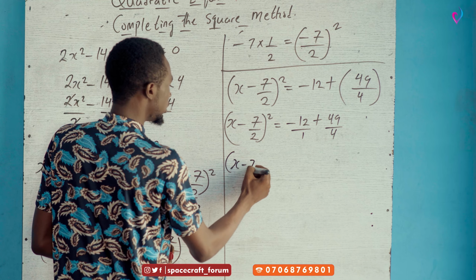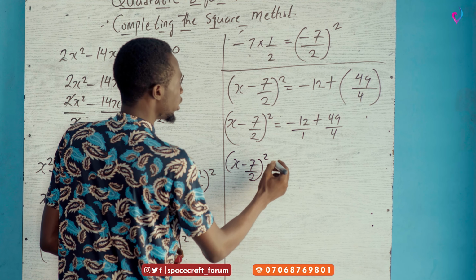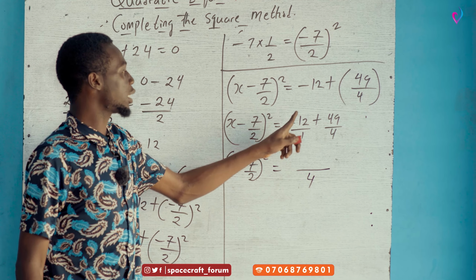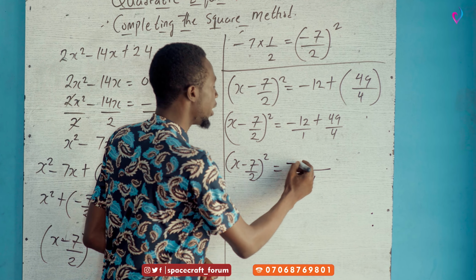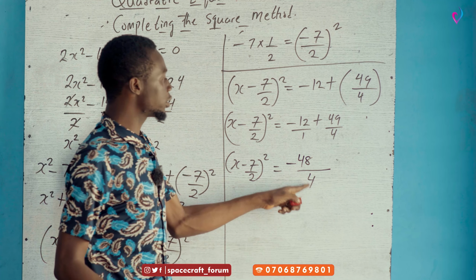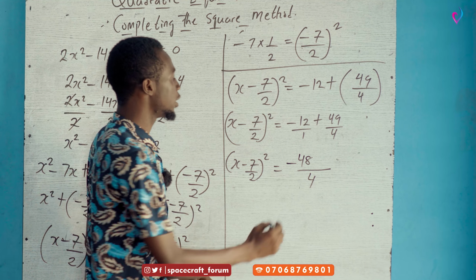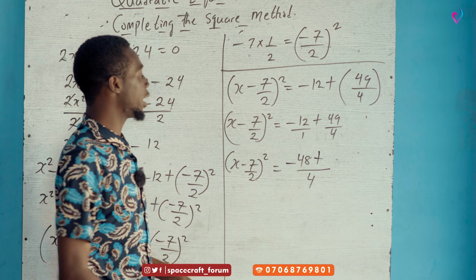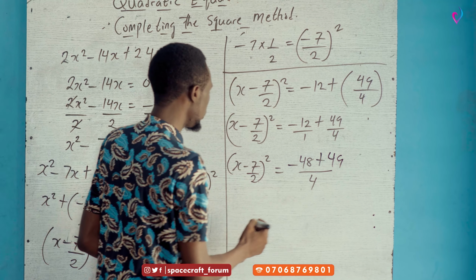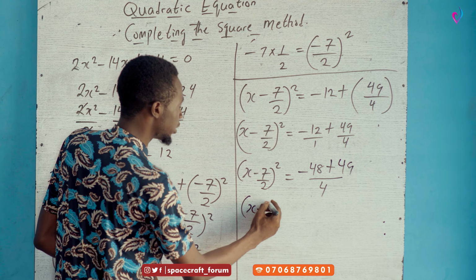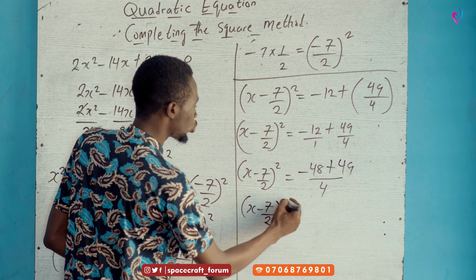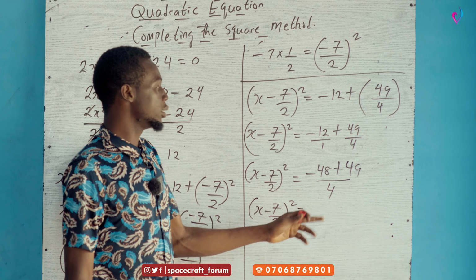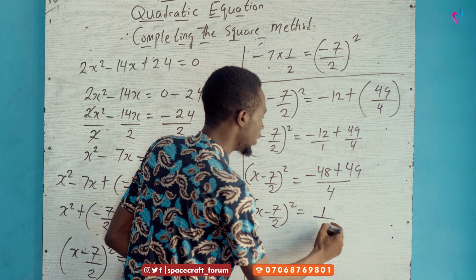Easily we can find the LCM here. So x minus 7 divided by 2 all squared. The LCM is 4. 4 divided by 1 is 4. Then times minus 12, which is minus 48. 4 times minus 12 is minus 48. Then plus 4 divided by 4 is 1. 1 times 49 is 49. From here, we have x minus 7 divided by 2 all squared is equal to minus 48 plus 49, which is equal to 1, then over 4.